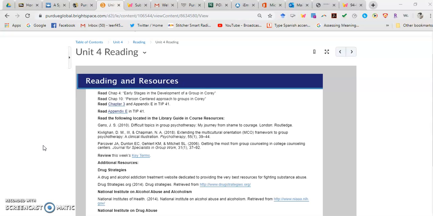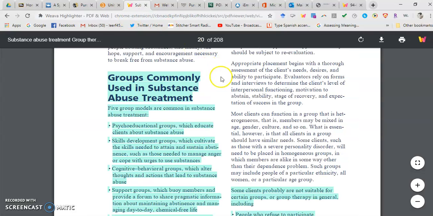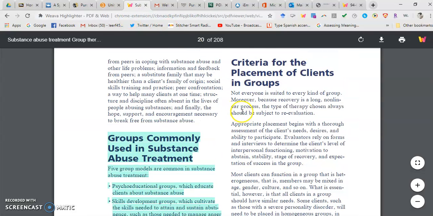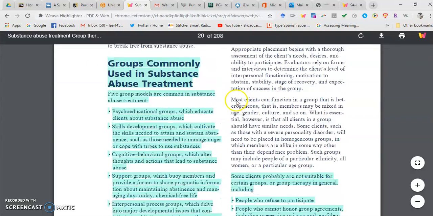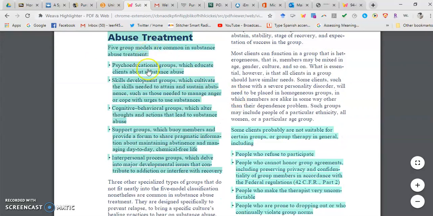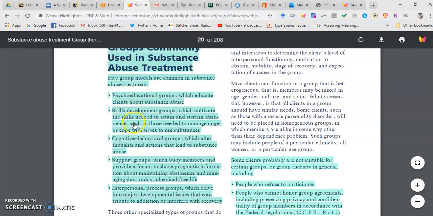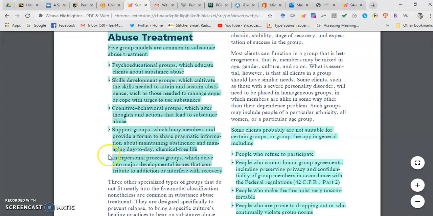What kind of group will it be? If we go into the TIP information here in Chapter 2, they talk about the different kinds of groups, which we've discussed in seminar: psychoeducational, skills development, cognitive behavioral, support, and interpersonal. Aside from those groups, there's probably a dozen more that fall within those same topics.